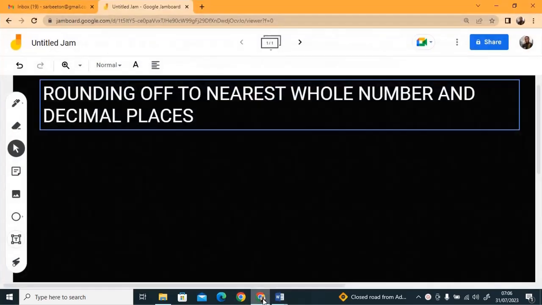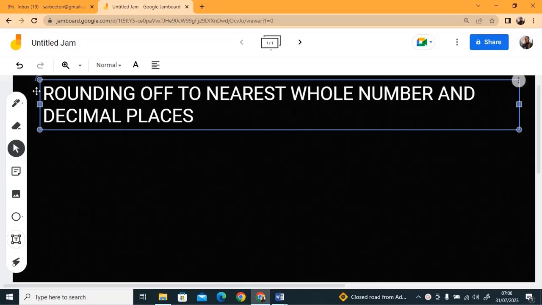Now when you say decimal places, it means after the decimal point, what are the numbers I want to show, or I want to display, or I want you to write. That is what decimal place is talking about. And nearest whole number is just the number before the decimal point. Let's look at this now.